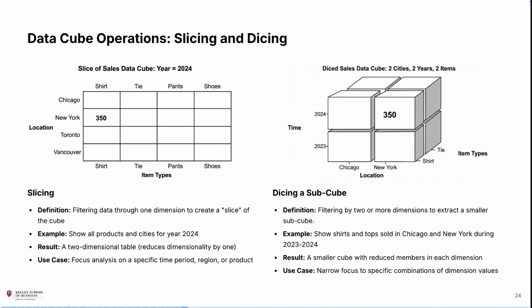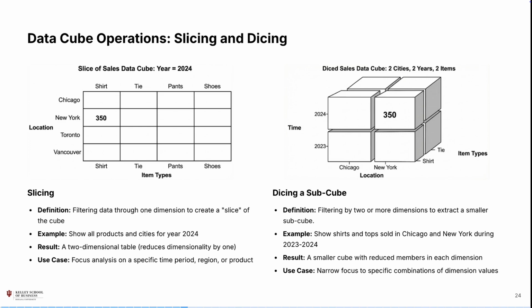For the data cube, we have two very commonly used operations, slicing and dicing. Slicing means filtering through one dimension to create a slice. For example, we can say, show me all the products and cities for year 2024. So you are fixing the time dimension at the year 2024, creating a two-dimensional table of location times product. All the data is there, but you are looking at one time slice.